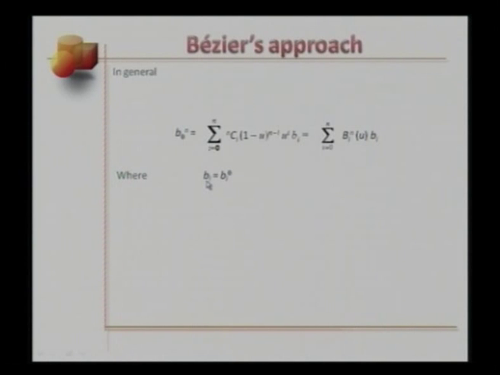If we relate Bi to the nomenclature that we have seen before, Bi would be the first stage design points, Bi0. And capital B sub i super n would be functions of u. That'll be equal to n combination i times (1 minus u) raised to n minus i times u to the i. This is the term right here. Capital B sub i super n are called Bernstein polynomials.